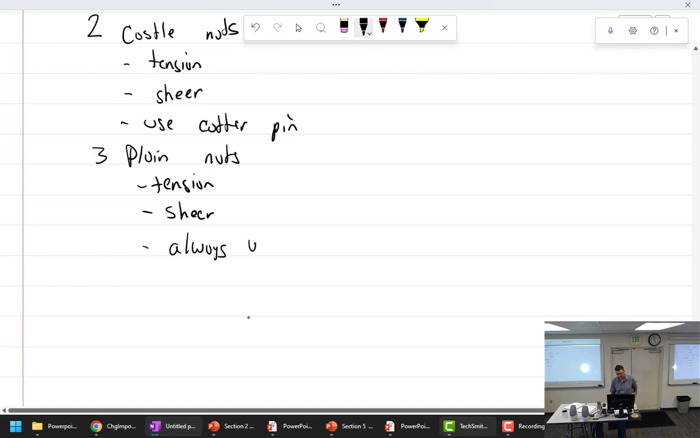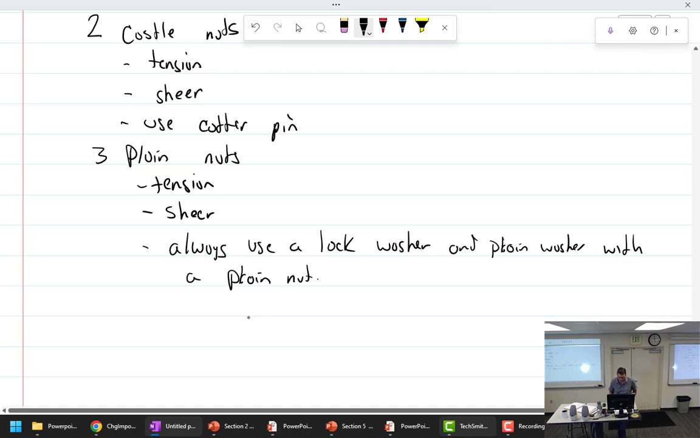You got it. Always use a lock washer. A lock washer and plain washer with a plain nut. There are exceptions to this rule, but for the most part, that's the case. Lock washers.